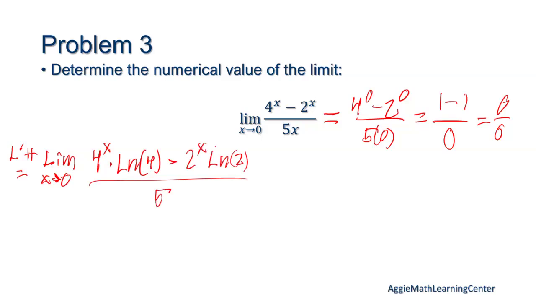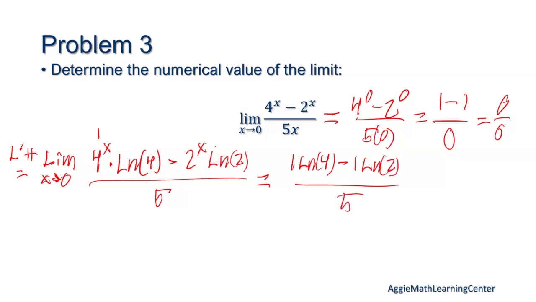Again, when we were starting Calc 1, we did derivatives of quotients. We did the quotient rule. Don't do the quotient rule when doing L'Hopital's. We need the derivative of the top, separately, we need the derivative of the bottom. Two separate ideas. So that's going to be equal, so that goes to 1. It's going to be 1 ln of 4 minus 1 ln of 2 over 5.